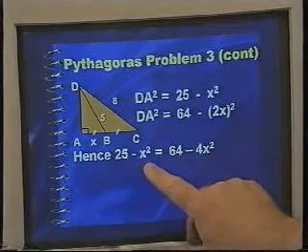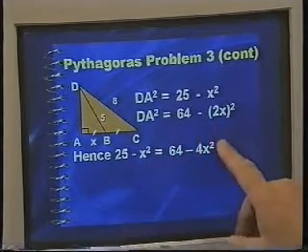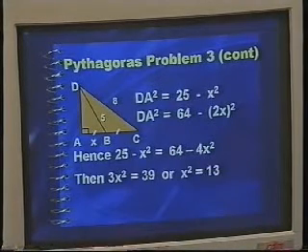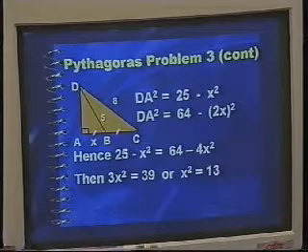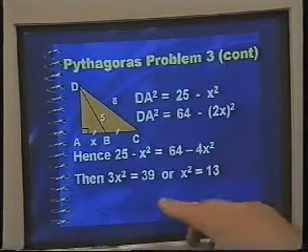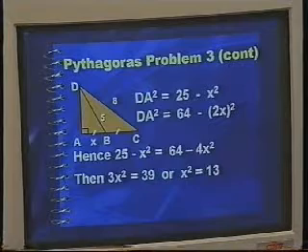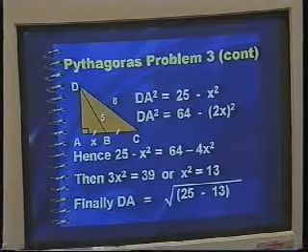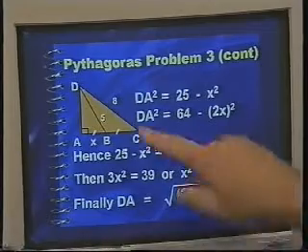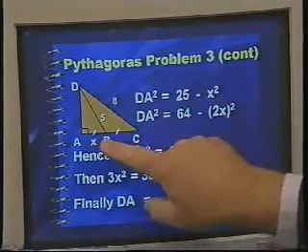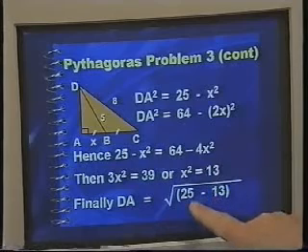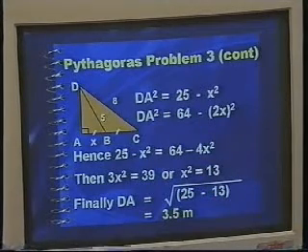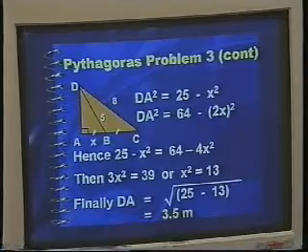So I get 25 minus x squared equals 64 minus 2x all squared, which is 4x squared. Then you solve this, it's an equation, and we get 3x squared to be 39, x squared to be equal to 13, and from that we should get finally that dA squared then becomes 25, see that's the 5 squared minus the x squared, which we found to be 13, so it's 25 minus 13, and that becomes 3.5 meters, which you may want to check on your calculator.